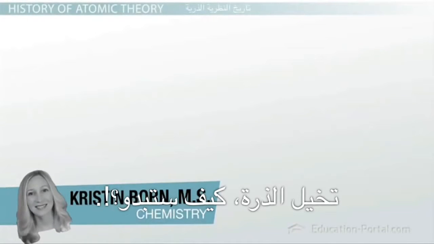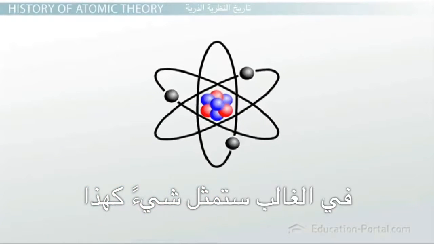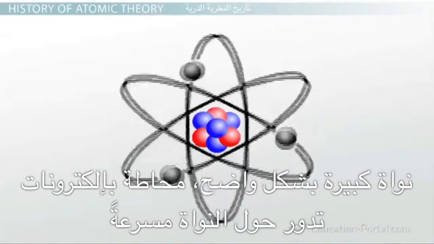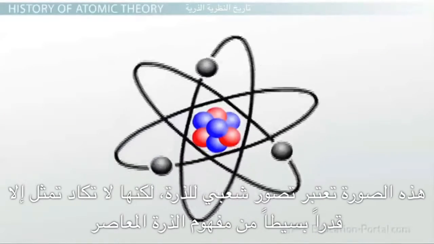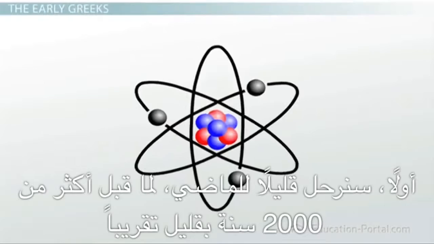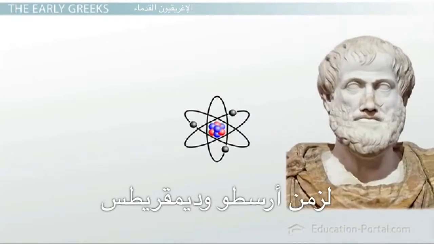Picture an atom. What does it look like? Most likely it will resemble something like this: a fairly large nucleus surrounded by orbiting electrons whizzing around the nucleus. This image is a popular icon of the atom, but it only vaguely represents our current model of what the atom looks like. First, we're going to travel back a little over 2,000 years ago to the times of Aristotle and Democritus.